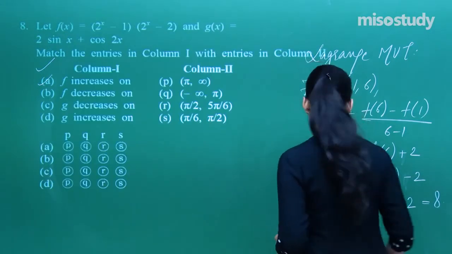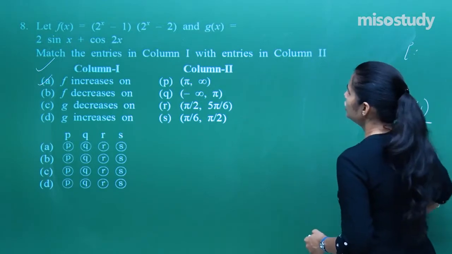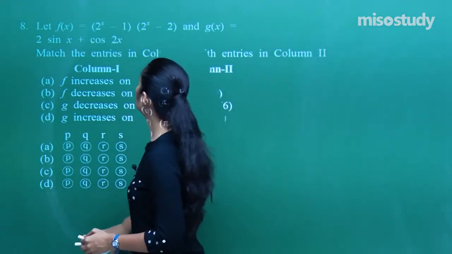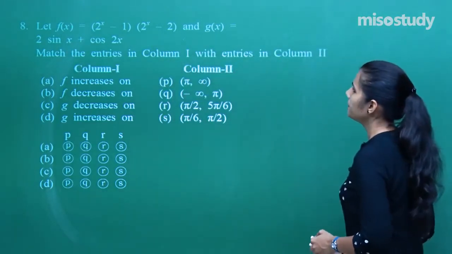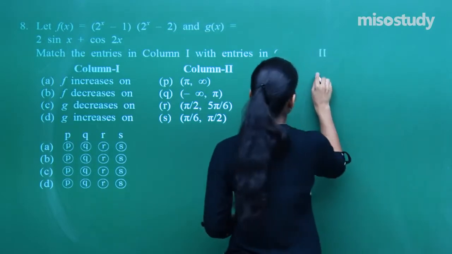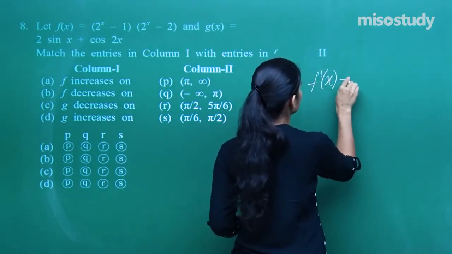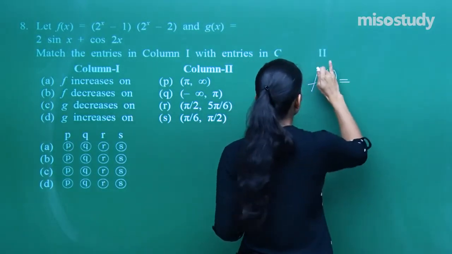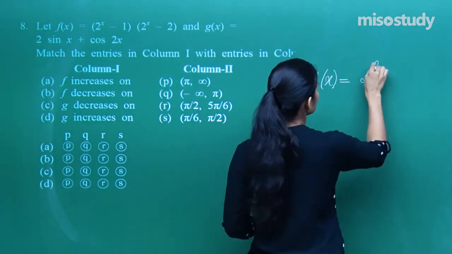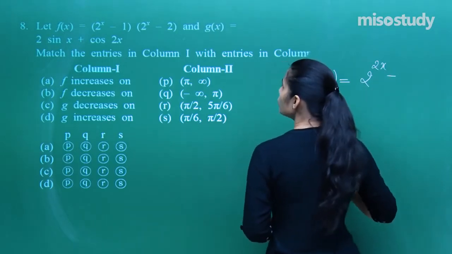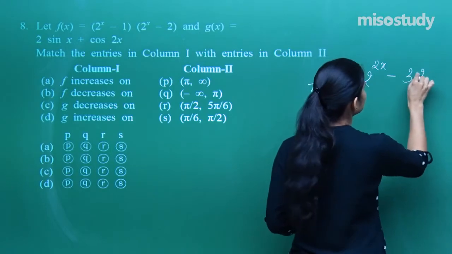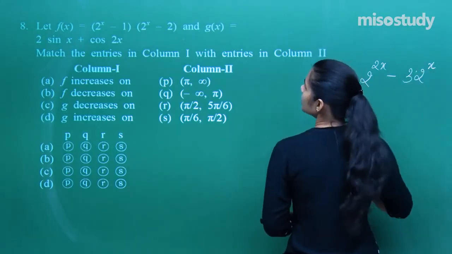Next question we have, f(x) is (2^x minus 1) into (2^x minus 2), and g(x) is also given to you. Match the column in the first to the second. Again, talking about f'(x), first of all, if I dissolve f(x) into a single expression, I get 2^x into 2^x, which is 2^(2x), minus 2 times 2^x, minus 1 times 2^x, which is minus 3 times 2^x, plus 2.